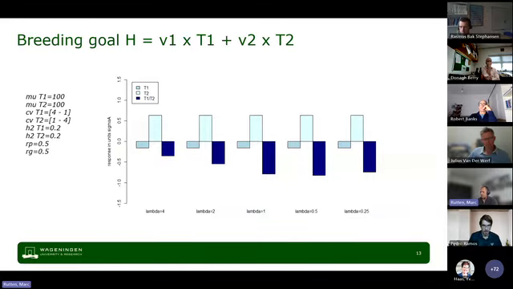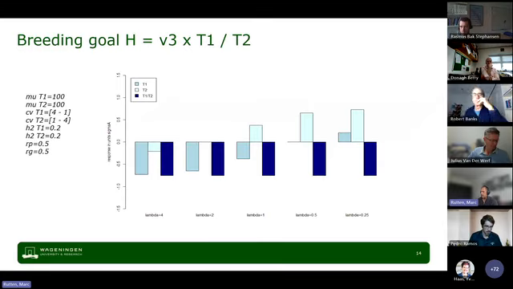If you move to the ratio trait, you see that it becomes more difficult to have animals that have favorable breeding values for both traits. And you see that where lambda is 4, both underlying traits are now negative in direction. And if you move to the right, you see that both underlying traits are positive. Still, the ratio trait itself is constant, as you would expect, because in this case it's the breeding goal.